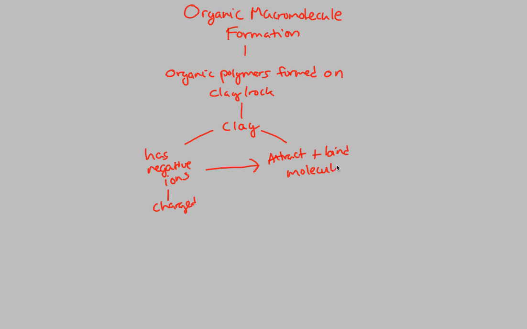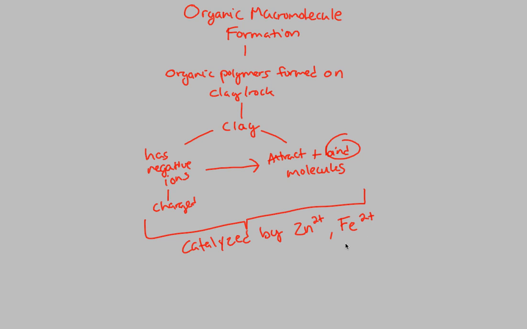The key word here, if we think about organic macromolecule formation, is how do we form macromolecules? We're not only going to attract organic things, but guess what else we're going to do? We're going to bind them together. This entire process of forming organic macromolecules was actually catalyzed at the clay region of Earth by two different elements: zinc, which you can write as zinc 2+, and also iron in the 2+ state.